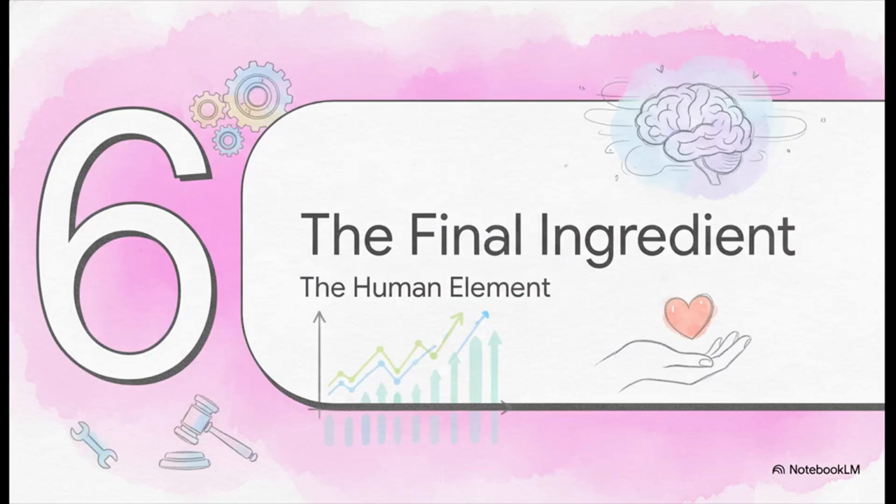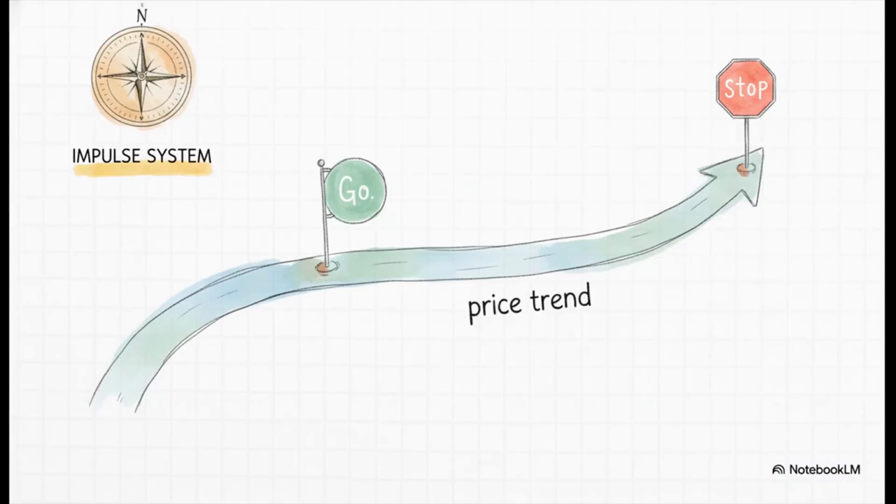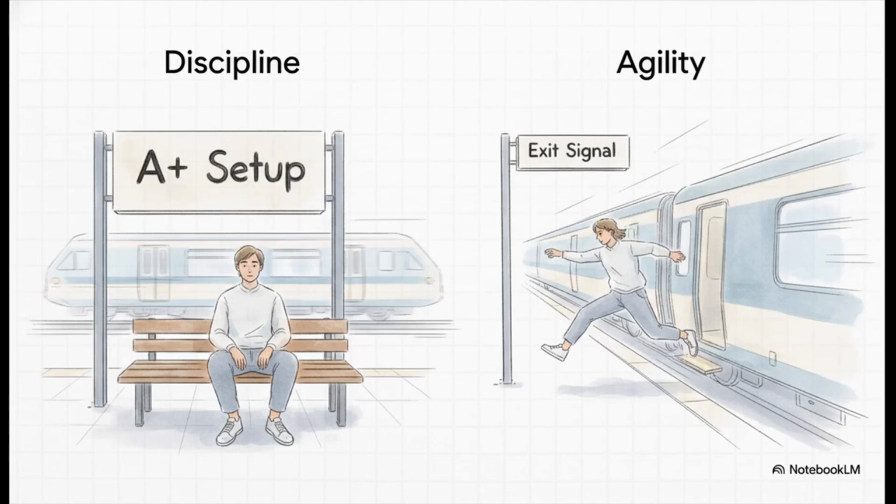So, we've laid out the rules, the tools, and all the logic. But even the most perfect system in the world is totally useless without the final and most human ingredient. The system is your map. It's fantastic. It gives you clear, objective signals. It tells you exactly when the odds are in your favor to get in, and it tells you when it's time to get out. But here's the thing it can't give you.